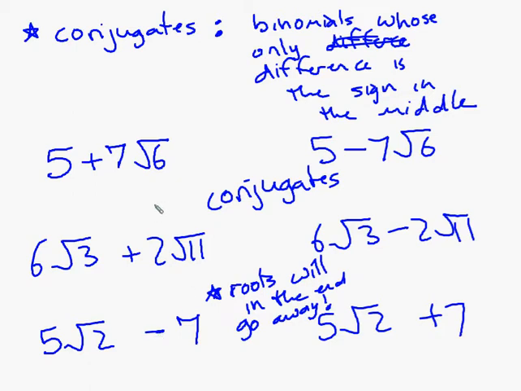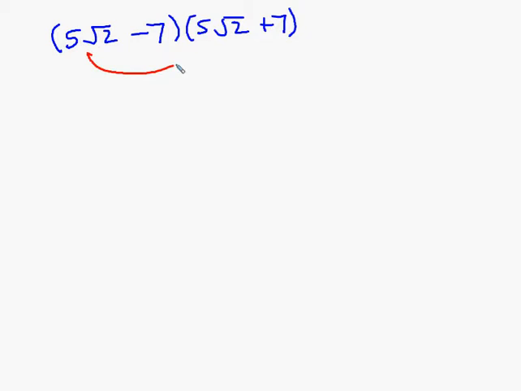Let's try one more, and then we are going to actually see what we'll use the conjugates for. So let's say I want to multiply 5 root 2 minus 7 times 5 root 2 plus 7. Let's actually multiply that out. We'll do it together. So I take the first thing, multiply it by both of these. So what do I get when I do that, Reagan?